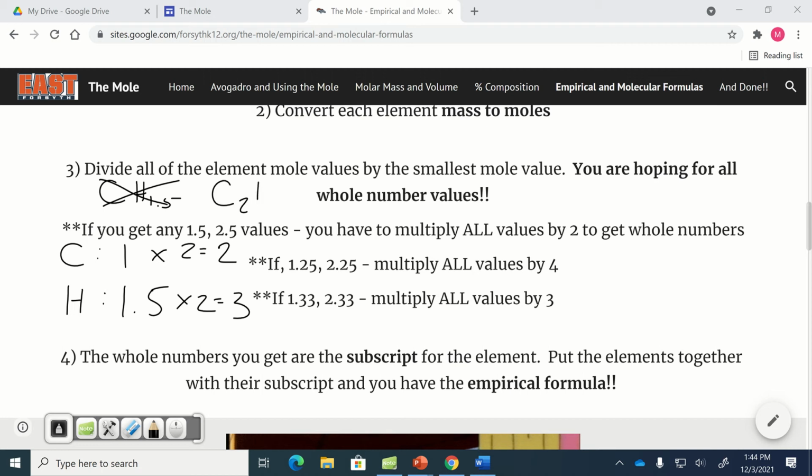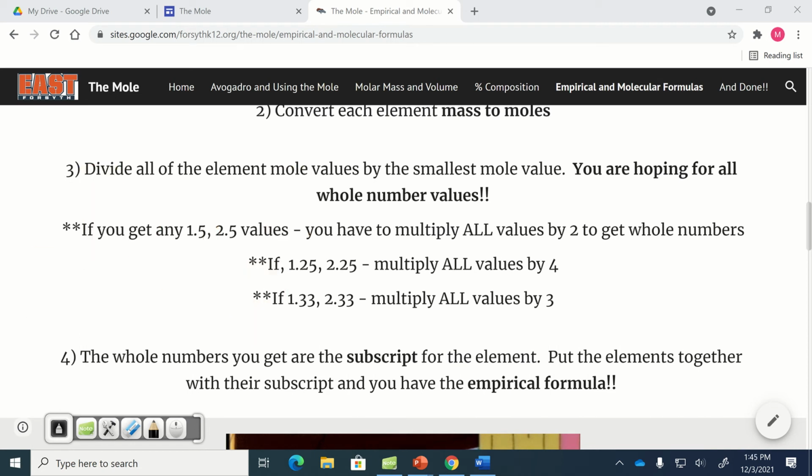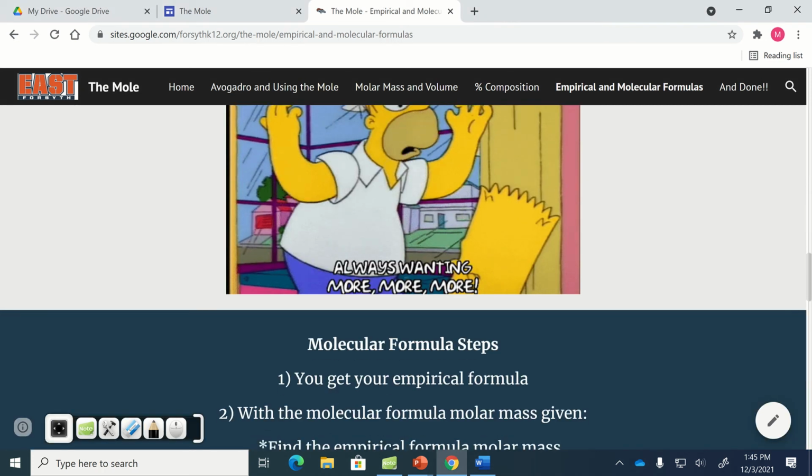So your empirical formula would be C2H3 is what you're looking at there. All right. So that's where we could get some exceptions. Other ones include when, if you get 0.25, you multiply all your values by 4. If you get 0.33, you multiply all your values by 3. Okay? So that's where we run into some of those examples.